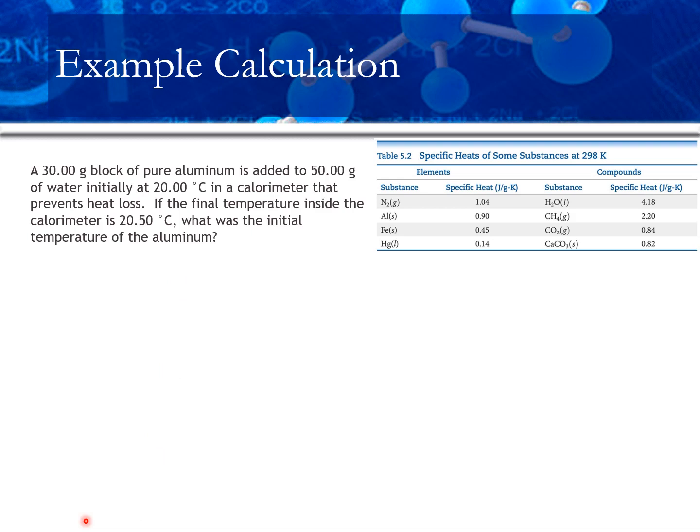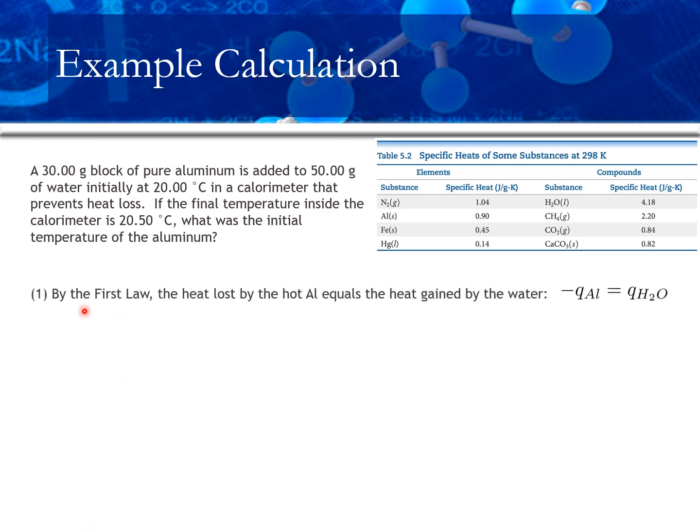The first fundamental principle, the most important part of this whole calculation, is the application of the first law of thermodynamics, which says that the heat lost by the hot aluminum has to equal the heat gained by the water. Why? Because we can't destroy or create energy. If one substance loses heat, it's got to go somewhere, and if the calorimeter prevents it from escaping into the surroundings, it must go into the water. So we can write that algebraically as, remember, Q is always heat going into something, so minus Q aluminum, that's the heat coming out of the aluminum, is equal to the heat going into the water.